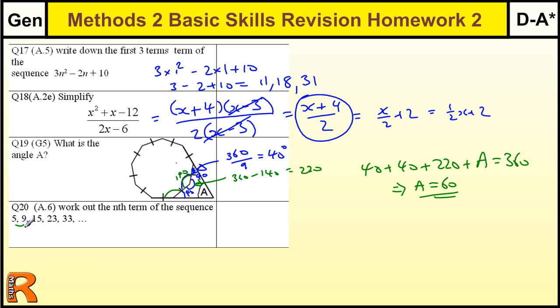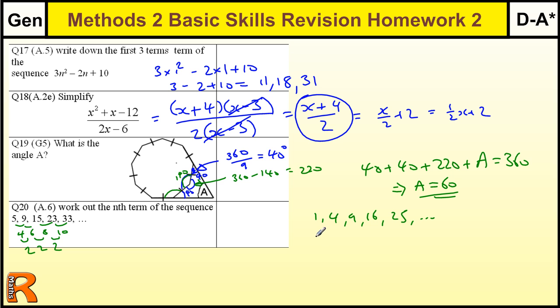Work out the nth term of the sequence. So what's going up by? This sequence is going up by 4, and it's going up by 6, and then 8, and then 10, and then the second difference is 2. So that tells us it's a quadratic sequence. It's going to be based on 1, 4, 9, 16, 25, the square numbers.